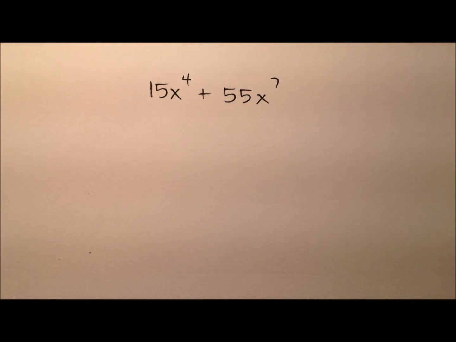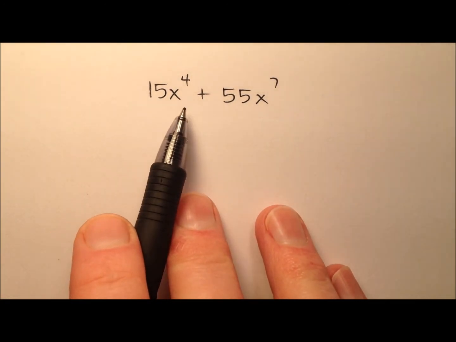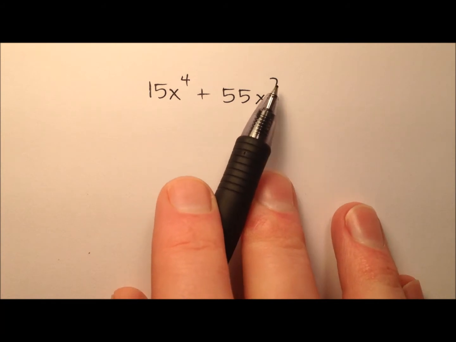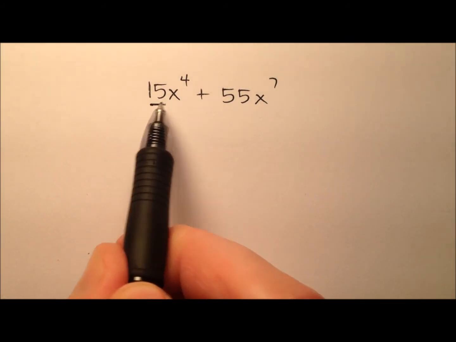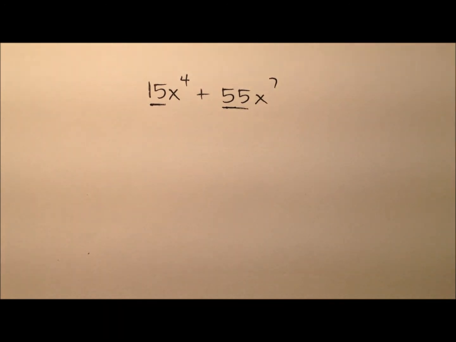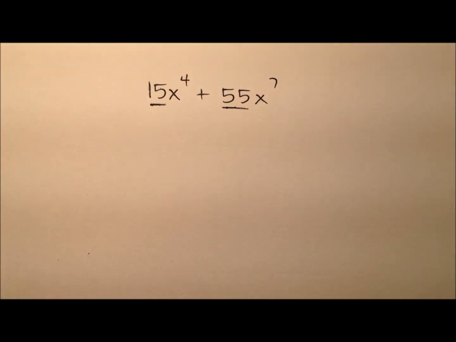In this video, I want to talk about how to factor an algebraic expression by using its greatest common factor. So in this first example, I have 15x to the fourth plus 55x to the seventh. I'm going to break this up into two pieces. I'm going to speak about the numeric piece first and then about the variable piece second. So between 15 and 55, numerically, what's the greatest common factor there?